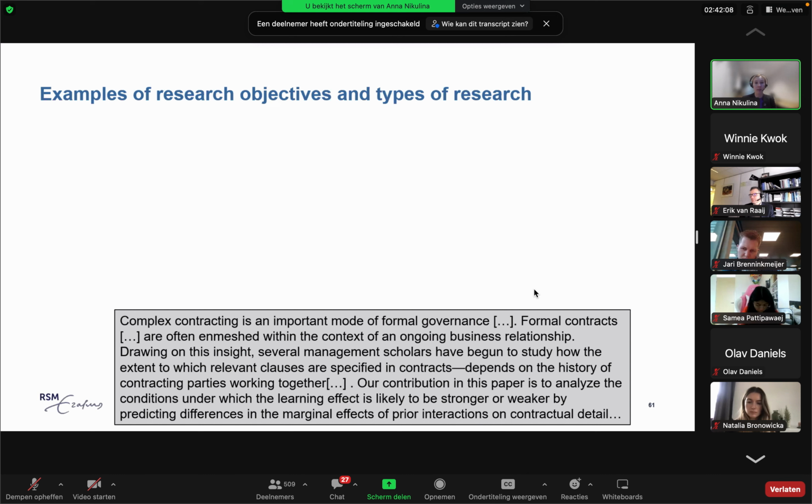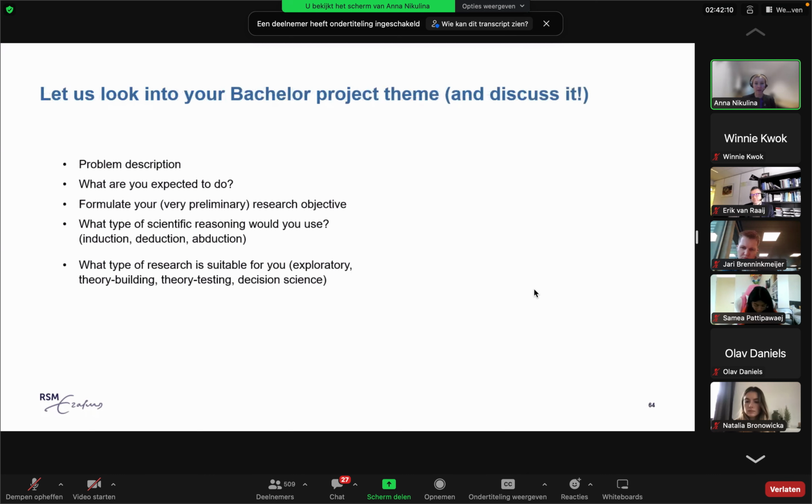Now, what I want to come back to, and I don't know if you had really time, because it was a lot to talk through, is to look at your bachelor project theme and follow this little template. And again, this is something that at most we could define today, because there will be much more to talk about in the next weeks about your research, of course.